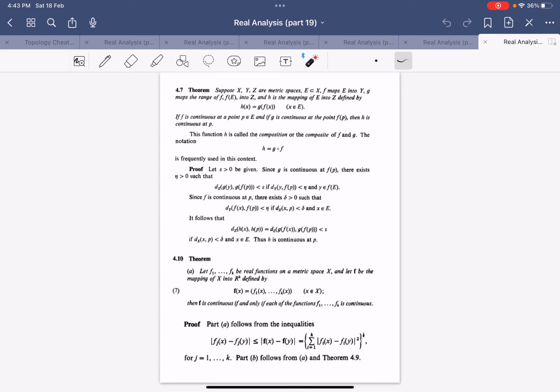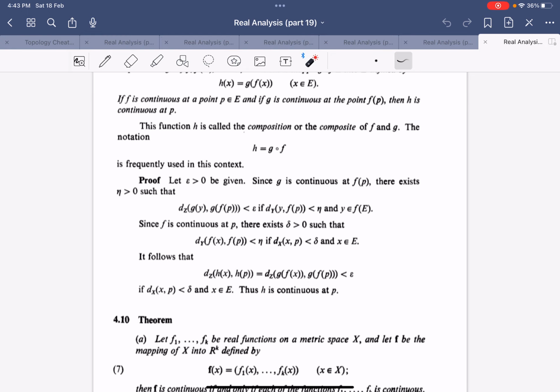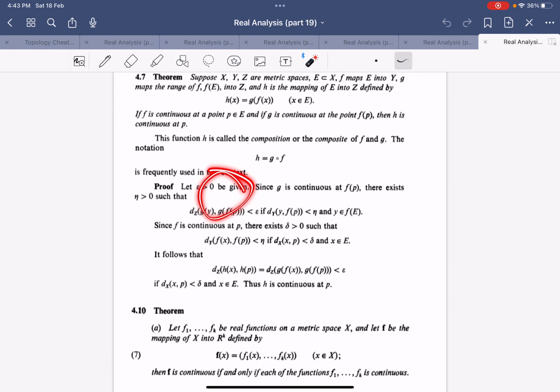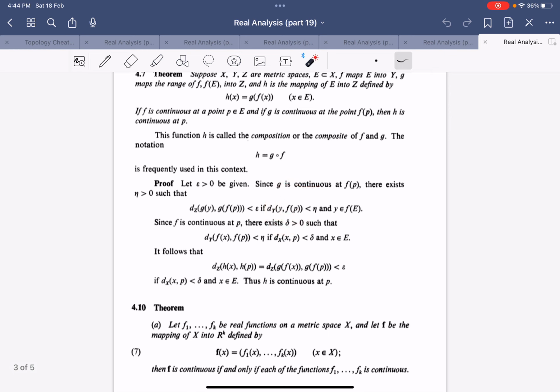And so when we want to prove that the composite function is continuous, we can just use the sequence criterion and we are done. So given an epsilon, we know that f is continuous and g is continuous. So because g is continuous at f(p), there exists some delta such that the distance between y and f(p) being less than delta will imply that the distance between g(y) and g(f(p)) is less than epsilon.